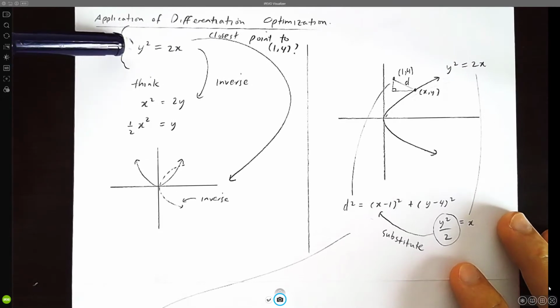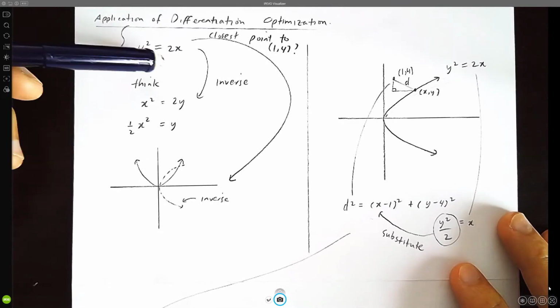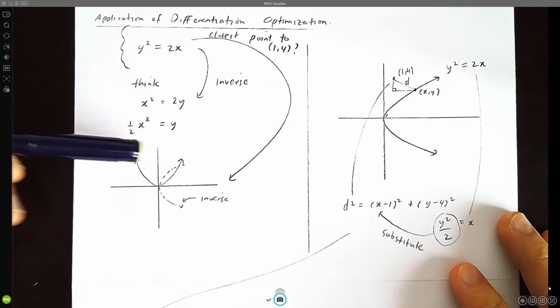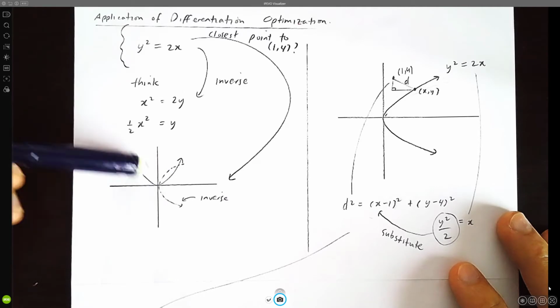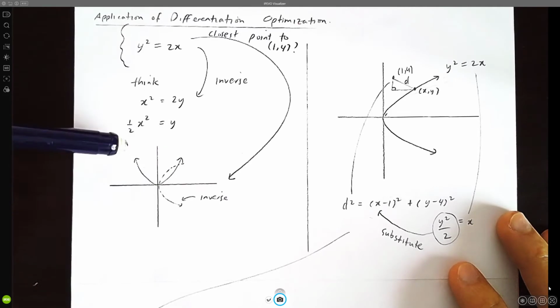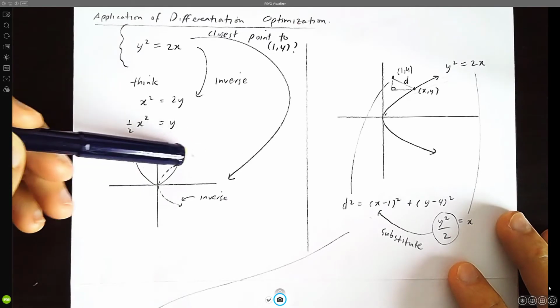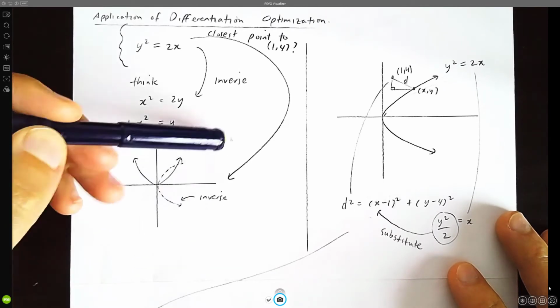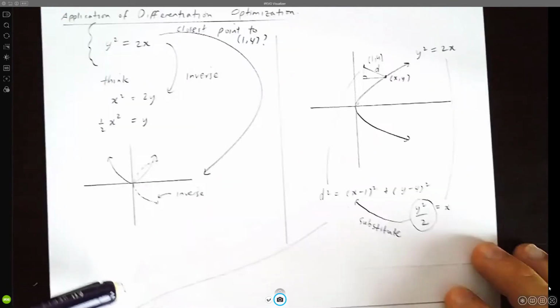But right now, let's think in terms of the inverse function, switching x and y. x squared equals 2y. Divide both sides by 2. y equals 1/2 x squared is a flattened parabola. So in terms of inverse, switching x and y, we can reflect this graph along the line y equals x and realize that it looks like the letter C. So here is the actual graph.